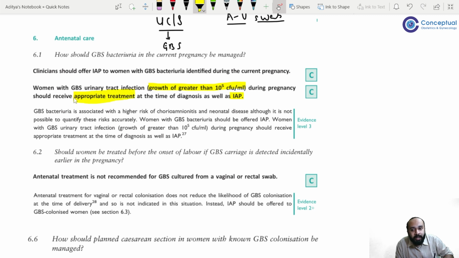Remember, we are not treating the carrier status here. Here we are treating the UTI, which is because of more than 10⁵. If it would have been less than 10⁵, I would not have treated it. I would have only given it during labor.